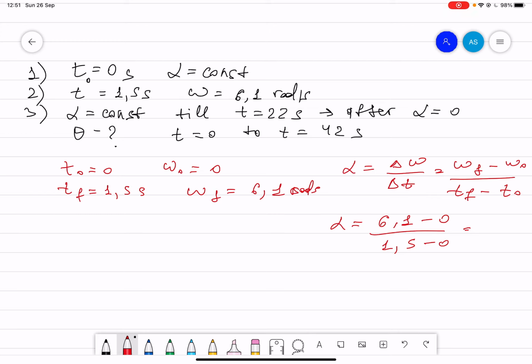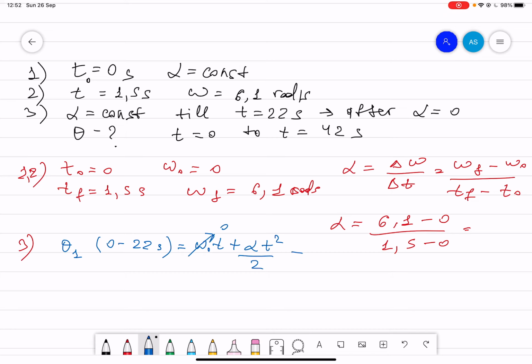Okay, now, this is the first and second part, right? Now in the third case, we have constant acceleration until 22 seconds. After that it becomes 0. So now let's find theta 1 when time is from 0 to 22 seconds. Okay, the formula will be omega initial t plus alpha t squared over 2. Since we know that omega initial is 0, you have to find theta 1.